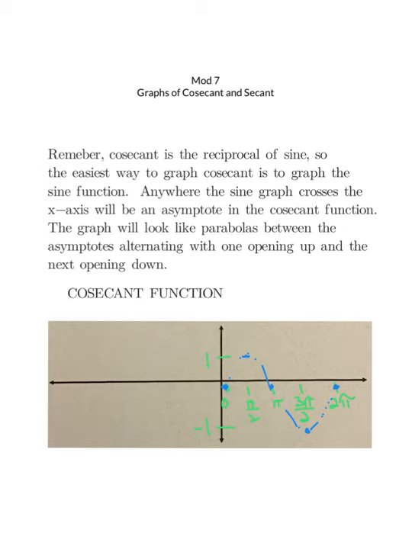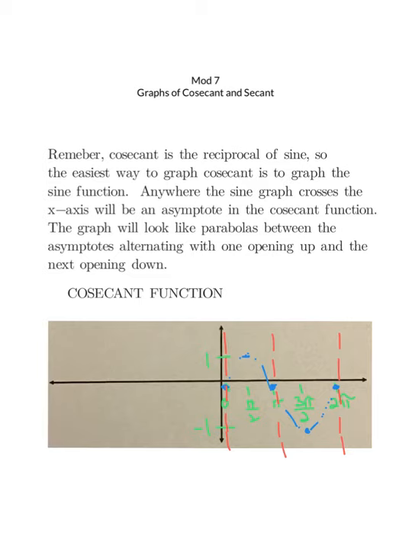Now, these places where the sine function crossed the x-axis are going to be the asymptotes for the cosecant function. So we have a vertical asymptote at 0. We have a vertical asymptote at pi. We have a vertical asymptote at 2 pi.